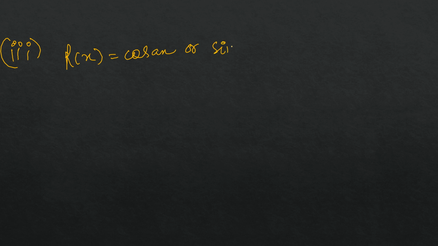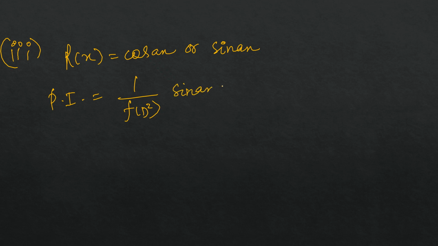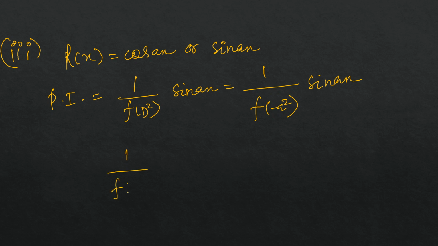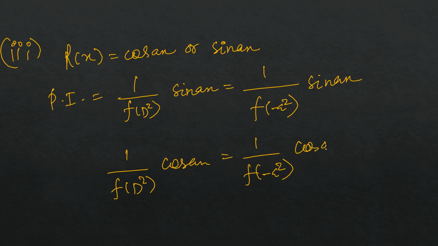Number 3: R of x is equal to cos ax or sin ax. The particular integral will be: D square sin ax becomes minus a square sin ax. You just have to put a minus here and put the value of a. D square cos ax is equal to 1 by f of minus a square, cos ax.